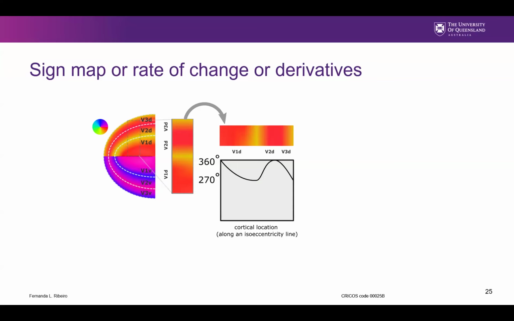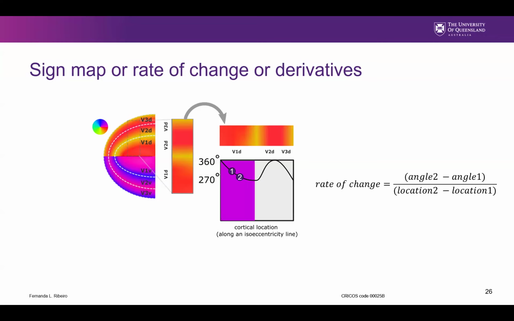And here it is. So this is just a representation of how polar angle values vary along an isoeccentricity line, okay? And if you remember from high school lessons how to calculate rate of change of 2 points of a function, it would be something like that, right? It's angle 2 minus angle 1 divided by location 2 minus location 1. You can see here that the angle in location 2 is lower than in location 1. So if we were to calculate this rate of change, the sign of it would be negative.